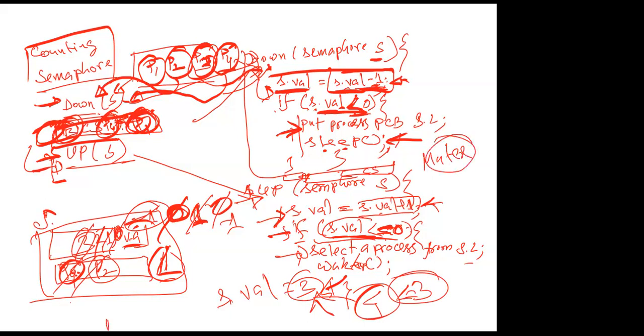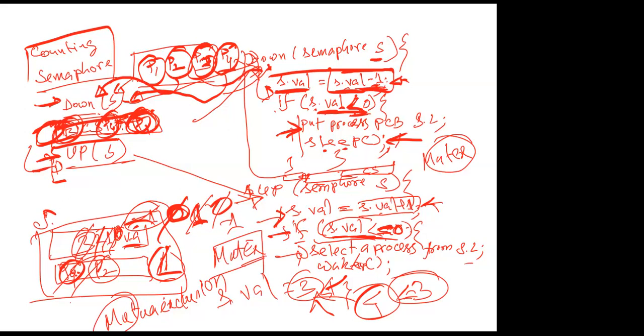It is from mutual exclusion. Binary semaphore is also known as mutex, M-U-T-E-X, because it always guarantees mutual exclusion. All right, this is all about the counting semaphore.